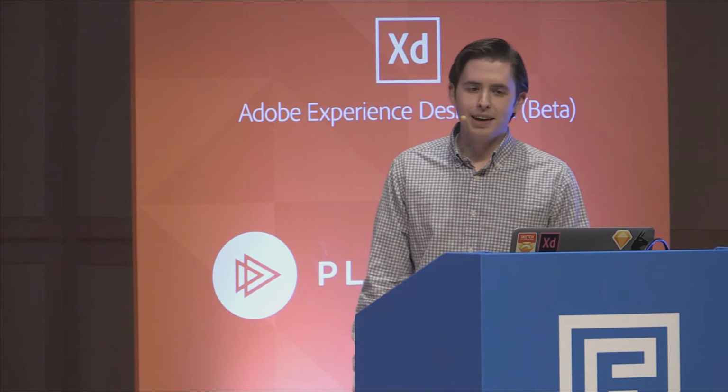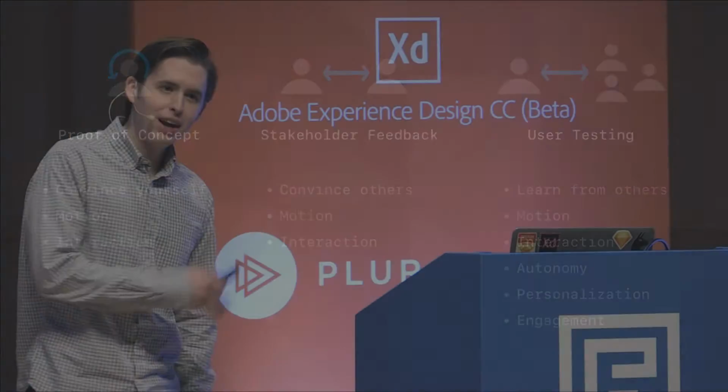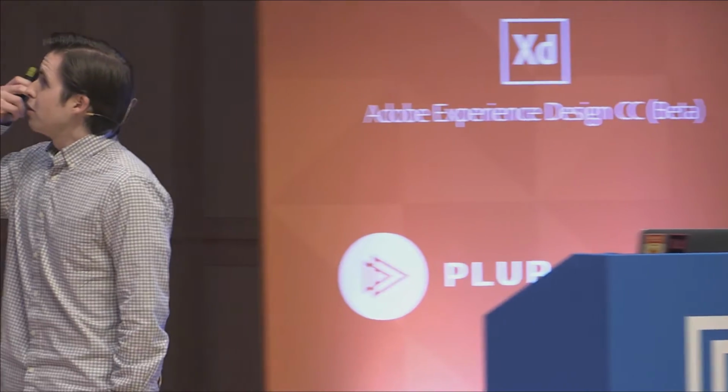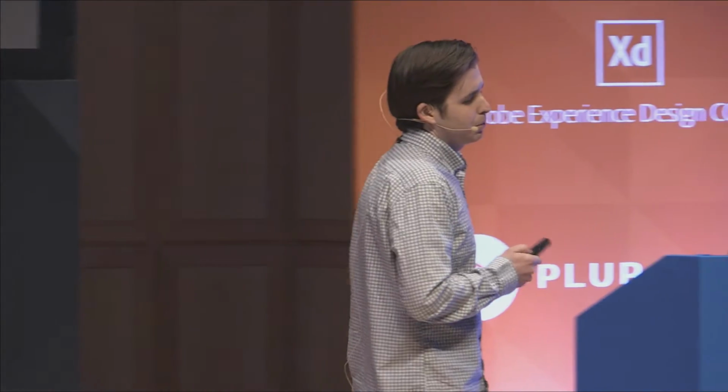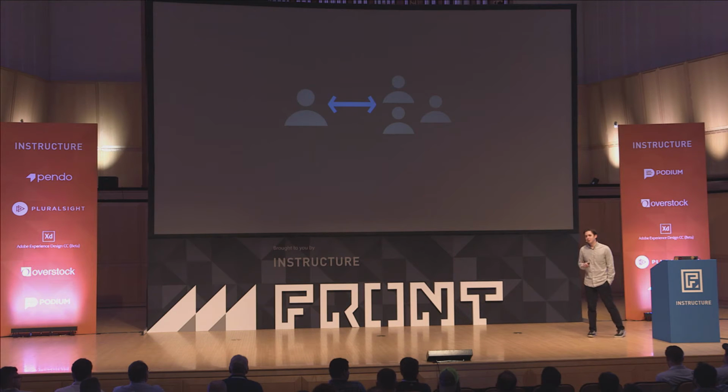While user testing, on the other hand, is about learning from others through the elements of motion and interaction, but also allowing for the elements of autonomy, personalization, engagement, allowing someone to test drive that prototype and take control of it on their own instead of you just showing them something in a presentation like you might do with the other types of prototypes. So for that reason, because of the unique nature of user testing prototypes, I'm going to focus on those today. And I'm going to try and dive deep and really talk about what makes a successful user testing prototype.